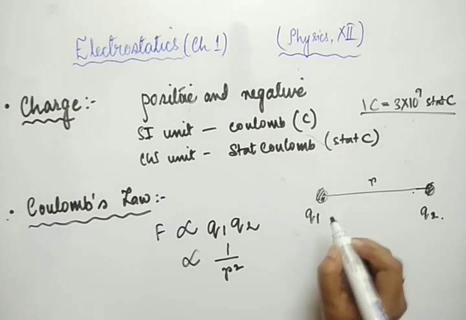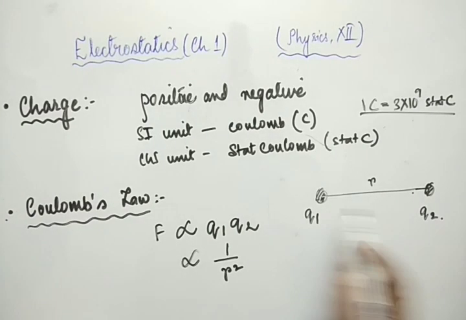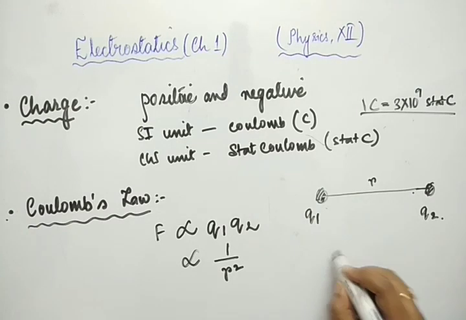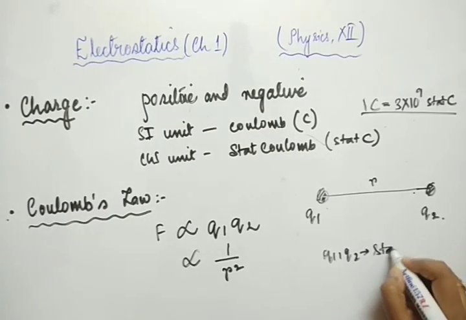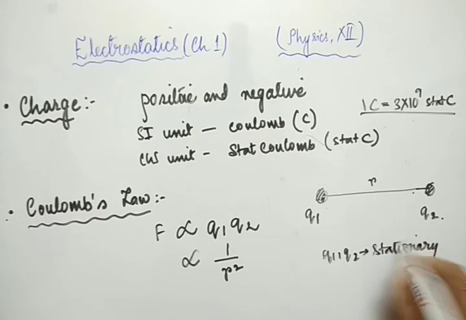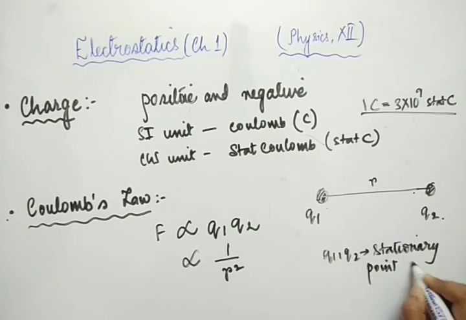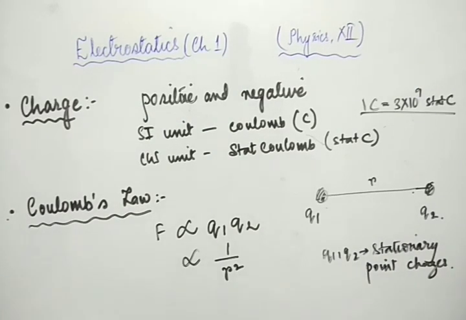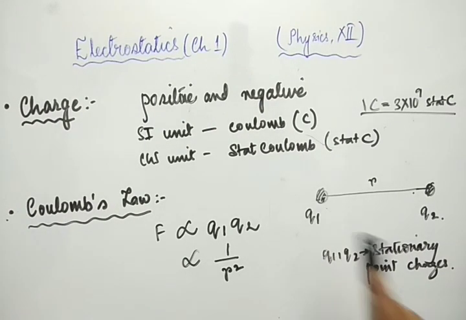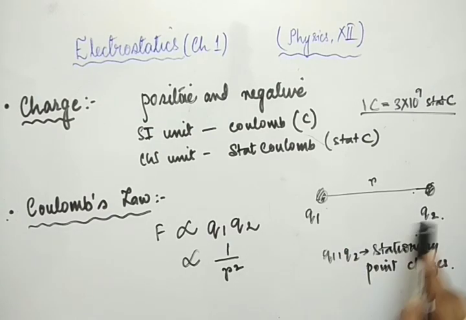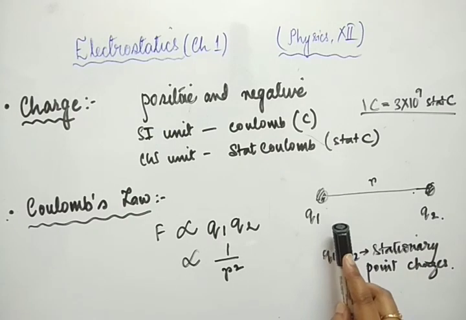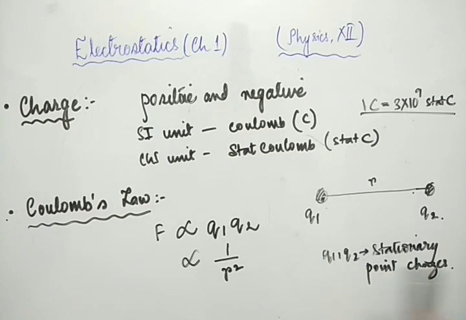Now, one thing that you have to remember is that these two charges Q1 and Q2 are stationary point charges. What is the meaning of stationary? Stationary means at rest. Before, it was told that electrostatics deals with charges at rest. So these two charges are not moving. Okay, and another thing that you should keep in mind is that these should be point charges.